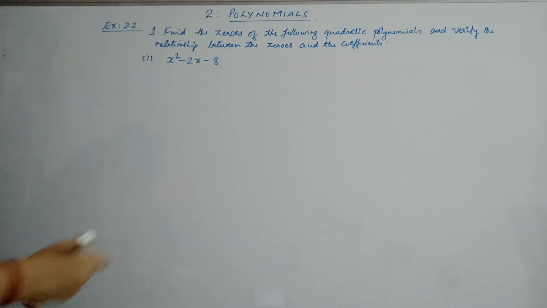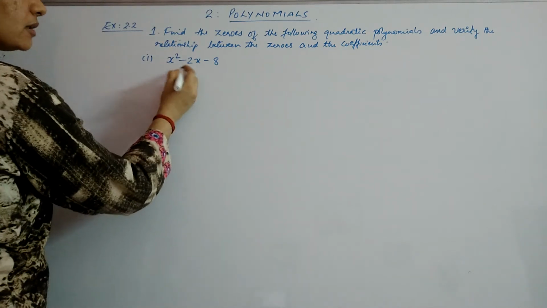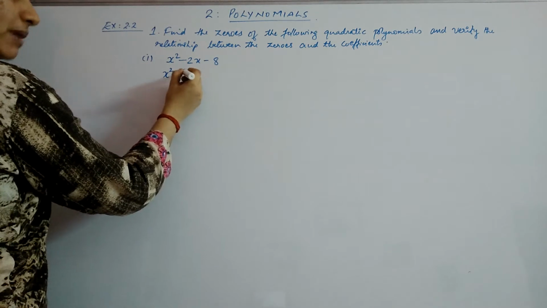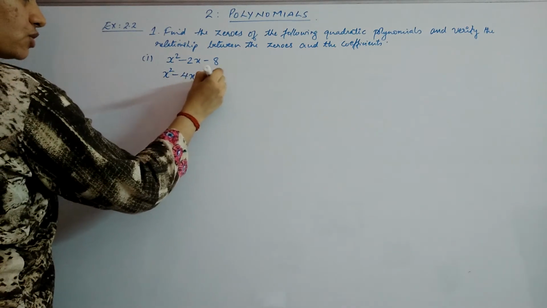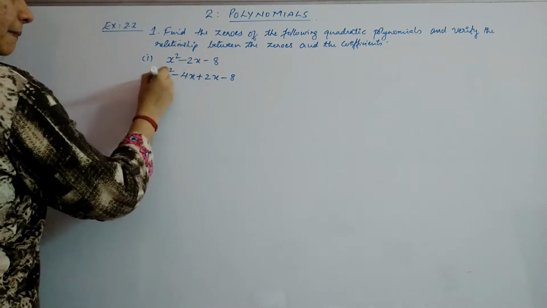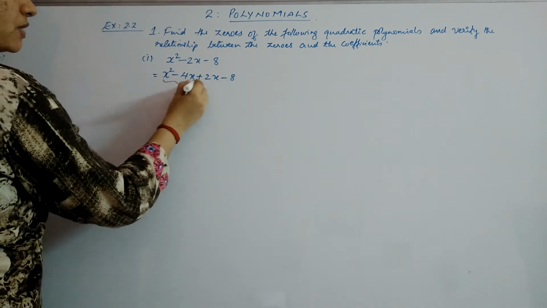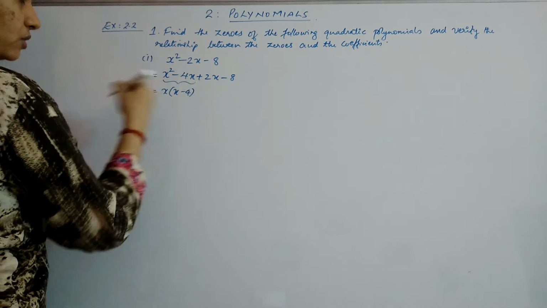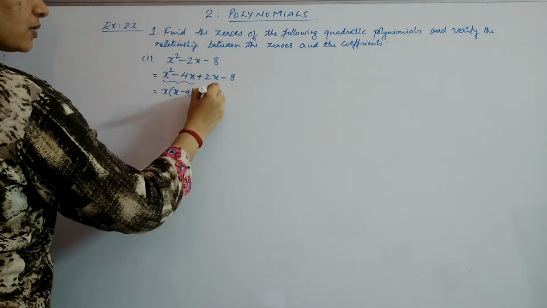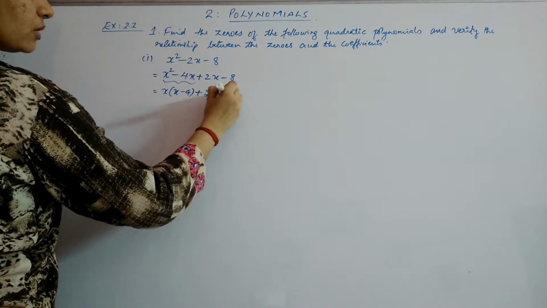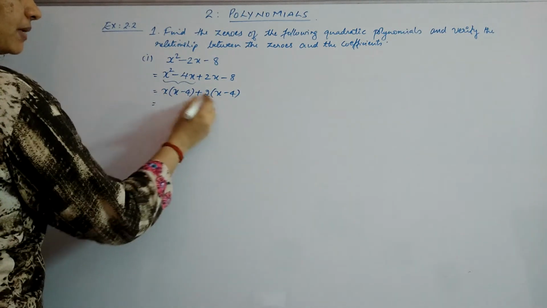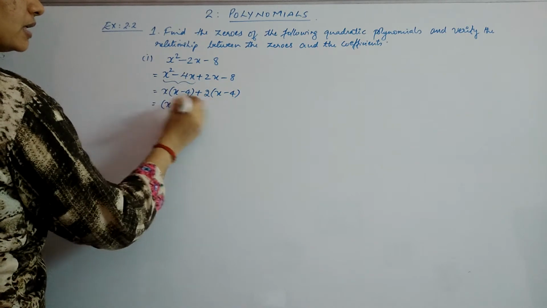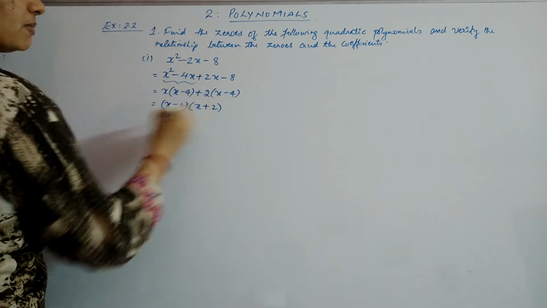minus 8. What we need to do is, we have to split the middle term and write minus 2x as minus 4x plus 2x. So it is x square minus 4x plus 2x minus 8. Okay. Now from these two terms we can take out x in common. So this will give you x minus 4, remaining term, plus here you can take out 2 in common. So then this will become x minus 4. That means x minus 4 in common from the two terms. Remaining will be here x, here 2, in between plus sign.